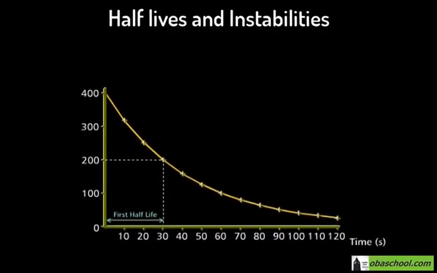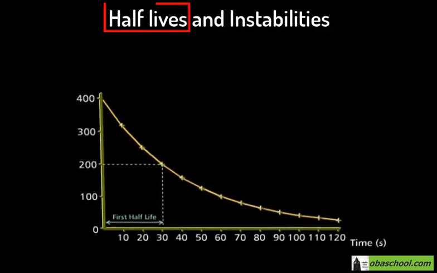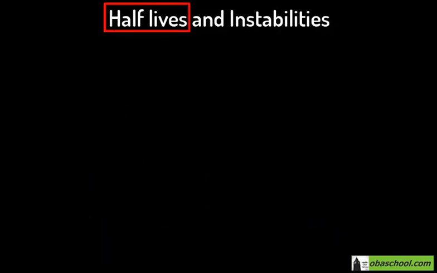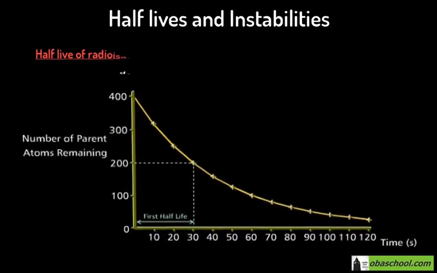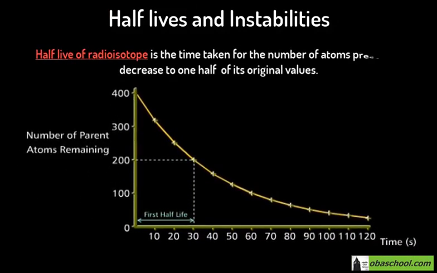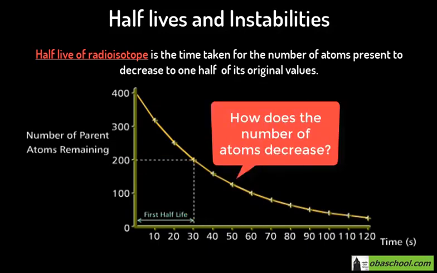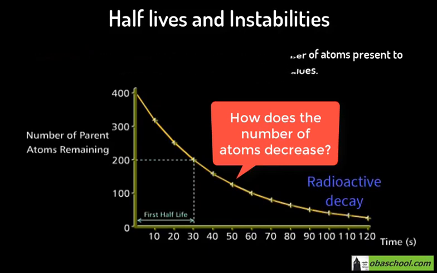Hello, in this video we're going to discuss the nuclear issues about half-lives and instability. First of all, let's recall what the half-life is. The half-life of a radioisotope is the time taken for the number of atoms present to decrease to 1/2 of its original value. How does the number of atoms decrease? This is done by radioactive decay.